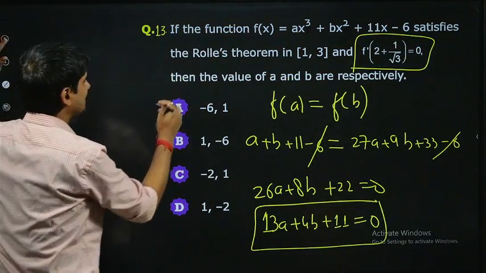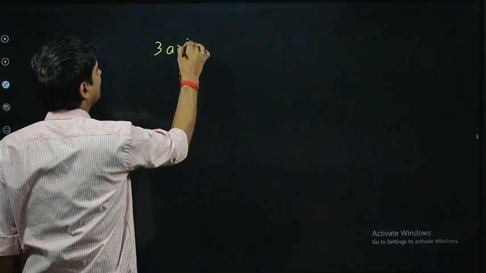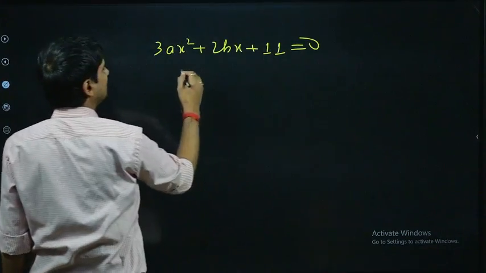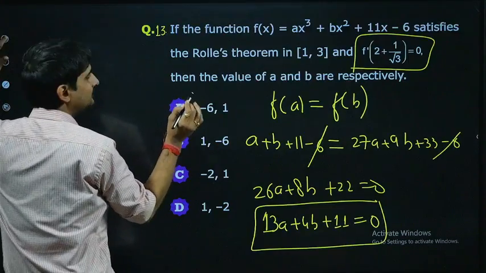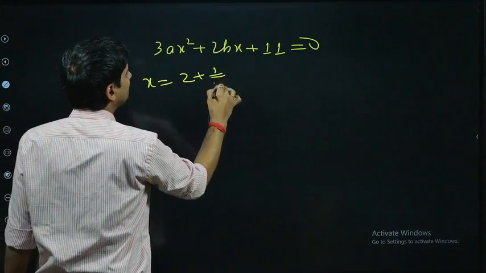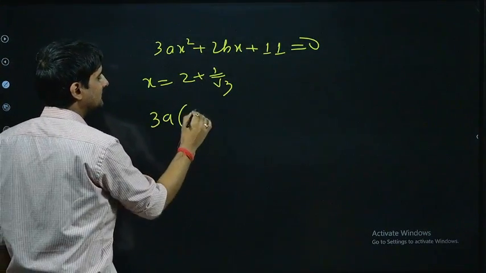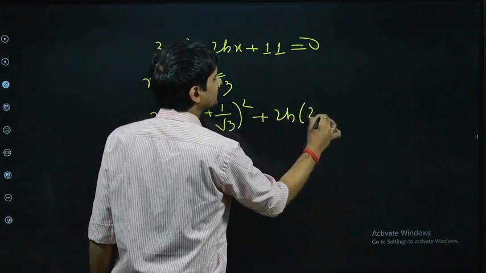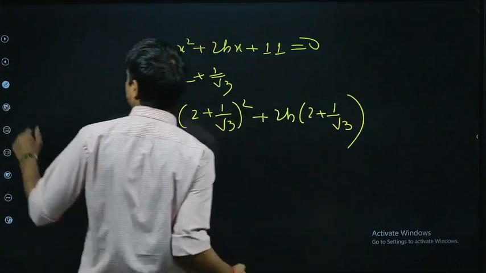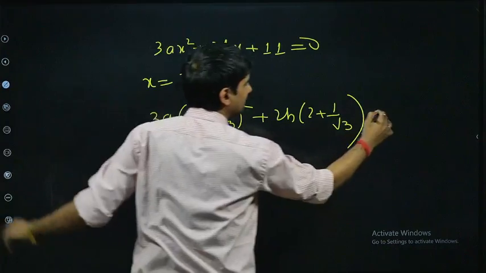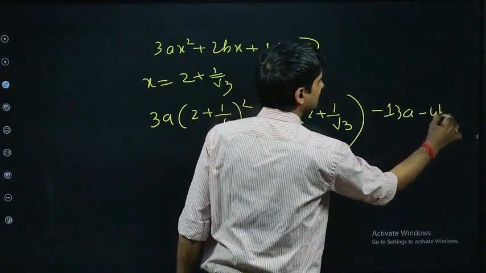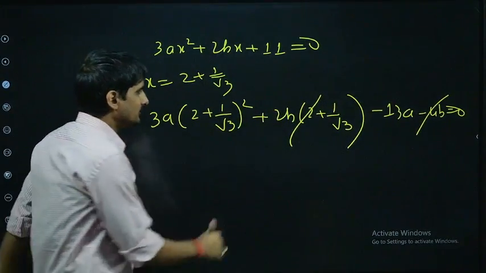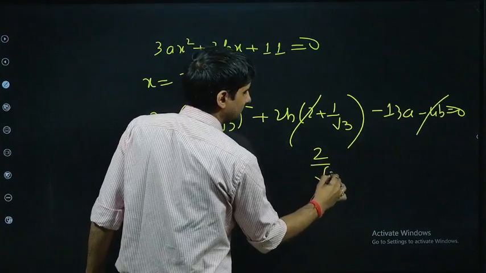So if I go for f dash x, which is 3ax square plus 2bx plus 11 equal to 0, and this x is 2 plus 1 by root 3. So if I put the value here, 3a times (2 plus 1 by root 3) whole square, plus 2b times (2 plus 1 by root 3), plus 11, and from here 11 is nothing but minus 13a minus 4b equal to 0. Now see, 4b is gone. So 2 by root 3 b, that's it.